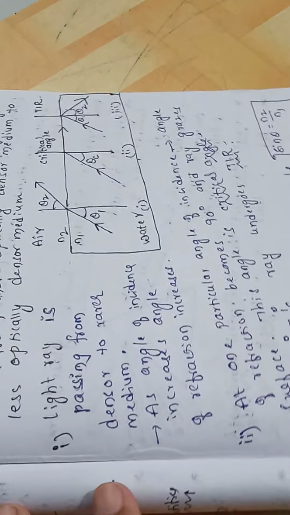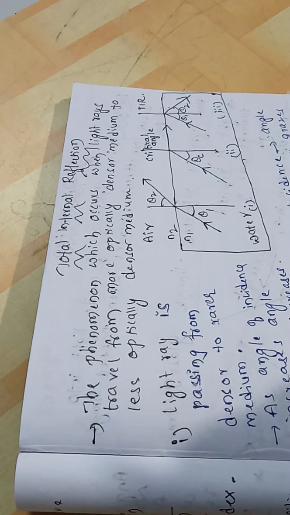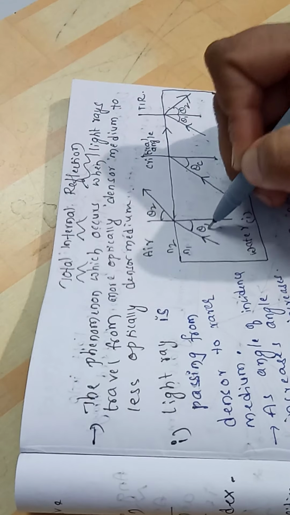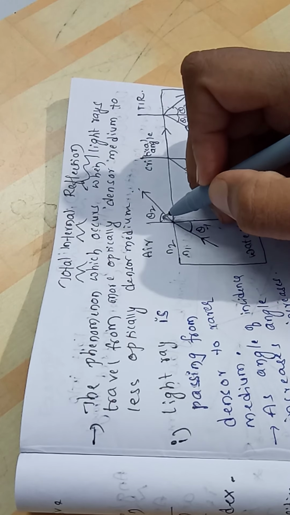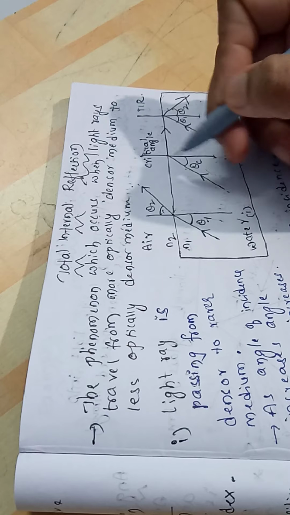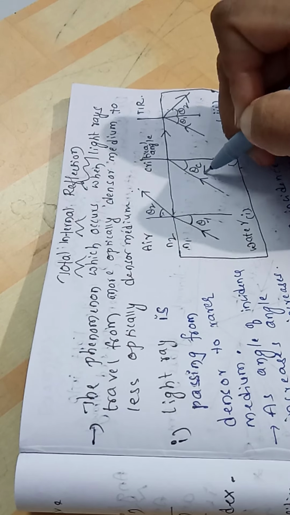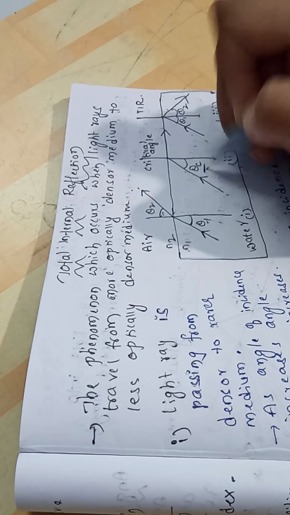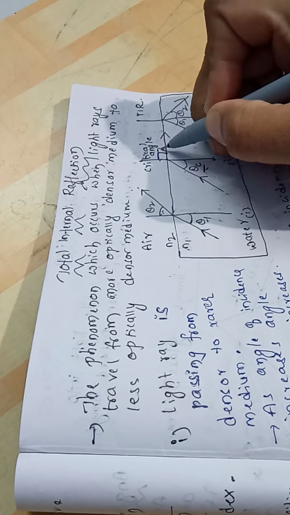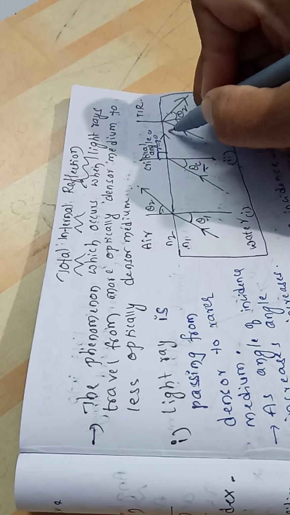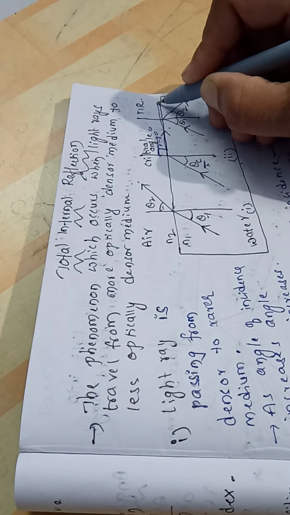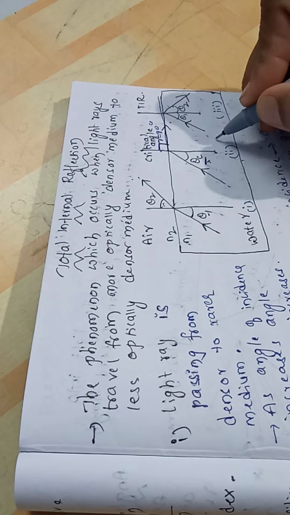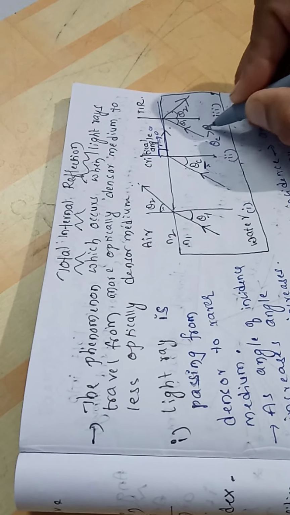Now next, let us go for total internal reflection. As I said, first at one particular angle of incidence, the light is refracted with an angle theta 2. Now as you go on increasing the angle of incidence, at one particular angle, that is at the critical angle, the refracted ray becomes 90 degrees. That is, at the critical angle, the refracted ray grazes the boundary. Now increase the angle of incidence to greater than the critical angle.